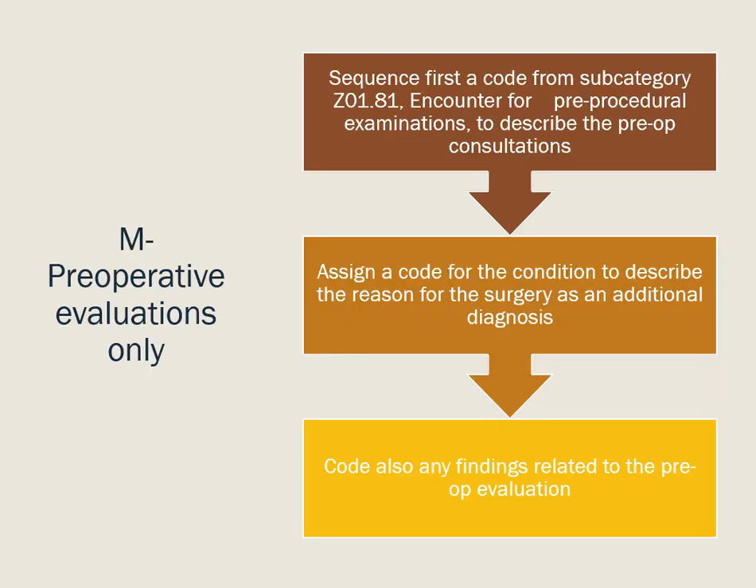Next up, we have guideline M for pre-op evaluations only. Remember, the codes paint a picture. So when a patient is coming in for a pre-op eval only, we are going to sequence first a code from category Z01.81, which is encounter for pre-procedural examinations to describe the pre-op consultation. Then you're going to assign a code for the condition to describe the reason for the surgery. Makes sense. Patient is coming in for a pre-op visit for XYZ problem, which is subsequently what's going to be the focus of the surgery. If there are any findings related to the pre-op evaluation, you can code those as well.